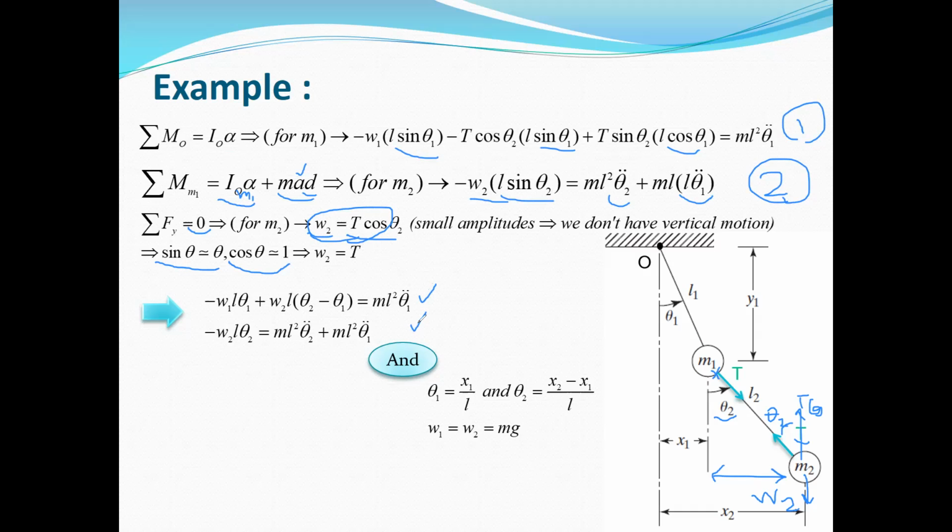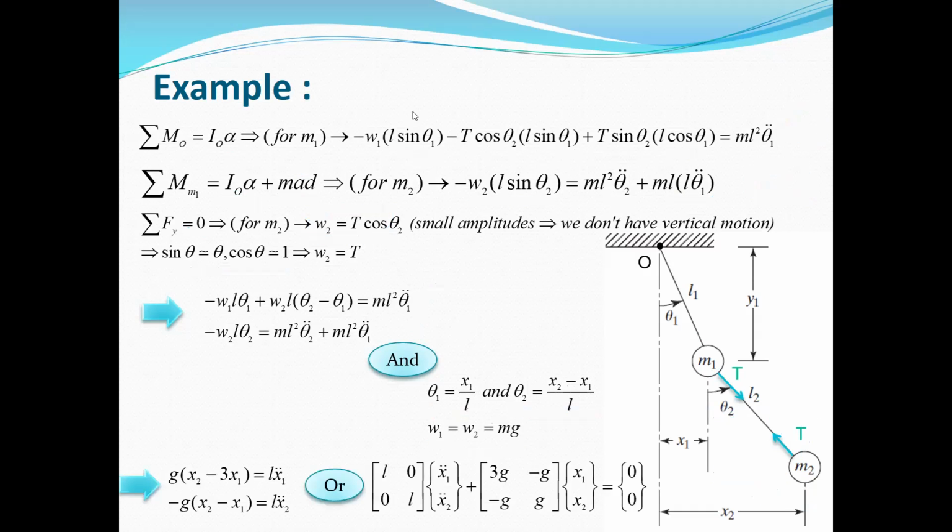And now from the first slide, as I told you, you can write that x1 is equal to L theta 1 and x2 is equal to L theta 2 plus L theta 1. So instead of theta 1, you can substitute x1 divided by L, and for theta 2, you can substitute x2 minus x1 divided by L. And also W1 and W2 are equal to mg. Now we can simplify these equations and write in matrix form.